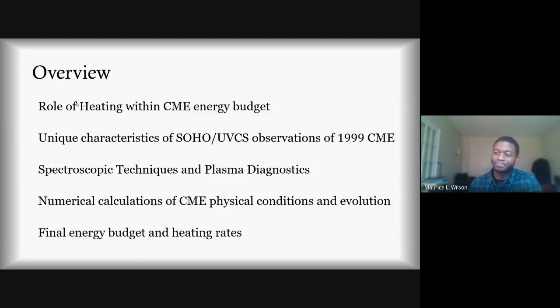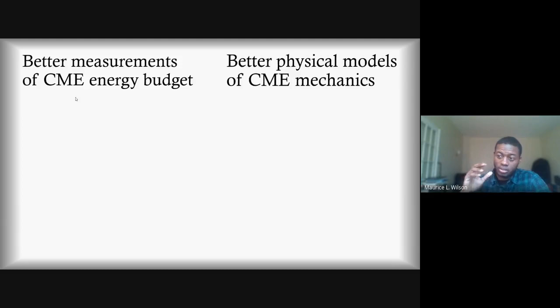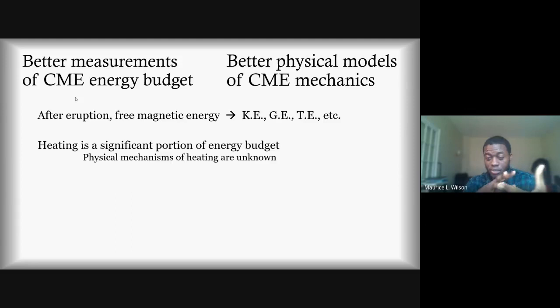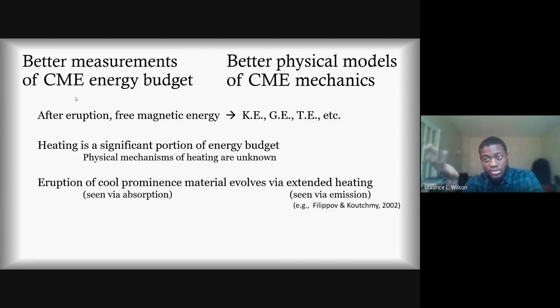To start off, we can just think of it simply this way. Obtaining better measurements of the CME energy budget allows us to improve and get better physical models of the mechanisms that drive CMEs. In general, it's understood that after an eruption, there's a lot of free magnetic energy that gets converted into other forms of energy: kinetic energy, gravitational potential energy, thermal energy, and so on. Heating is a significant portion of the energy budget, but unfortunately, a lot of the physical mechanisms that drive that heating are not known. However, we know that heating is involved, even though we don't understand the physics of it.